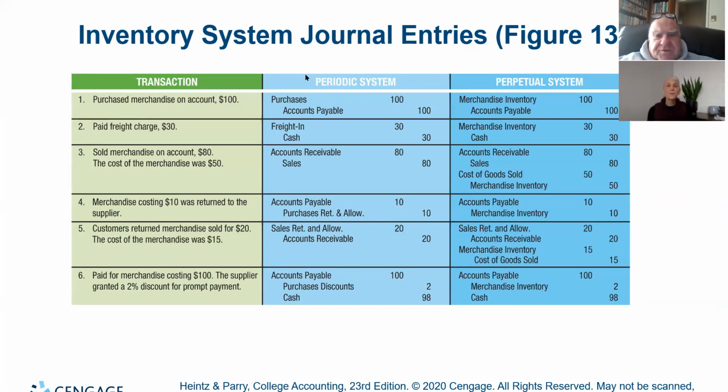Look at the difference in the transactions. We purchased merchandise. I've been teaching you guys you debit purchases and credit AP, right? Now we're going to put it into merchandise inventory. This is an asset account, of course. Merchandise inventory is an asset account.